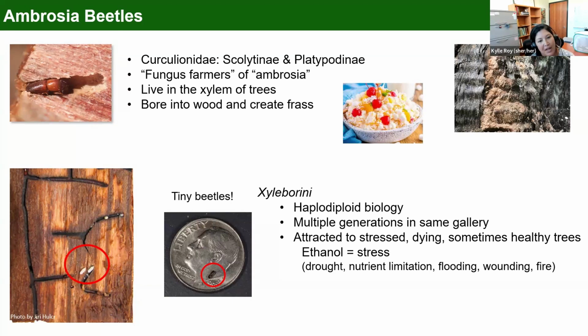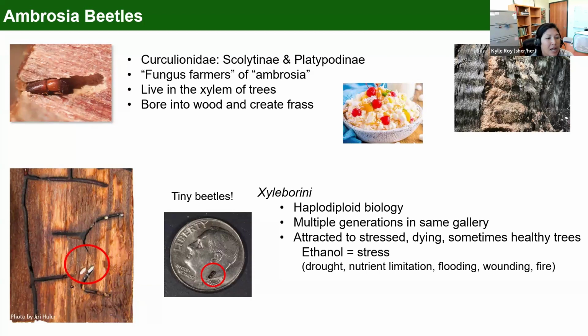The beetles that have been specifically associated with ROD are in the tribe Xyleborini. The Xyleborini beetles have this haplodiploid biology where females are diploid and males are haploid. A single founding mother can actually start an entire generation on her own, which makes them really effective invasive species. These beetles in general will be attracted to stressed, dying, and sometimes even healthy trees.